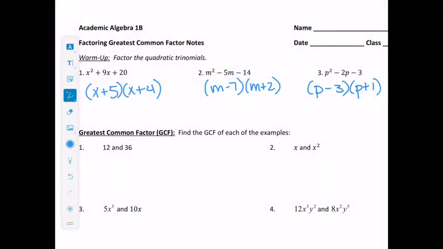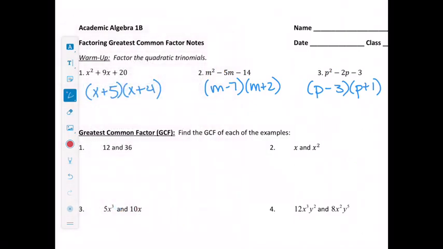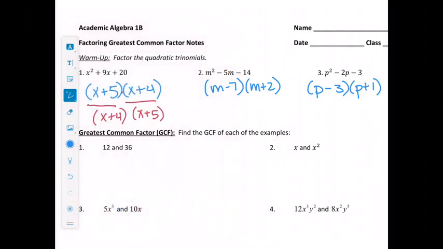Keep in mind, when we factor these quadratic trinomials, we're factoring them into two things that are being multiplied together. For example, number one is x plus 5 times x plus 4. It doesn't matter what order we multiply in, so your answer could have been x plus 4 times x plus 5. That is the same thing. The same goes for number two, which could have been n plus 2 times n minus 7. The order doesn't matter when we multiply. All right, so let's move on.